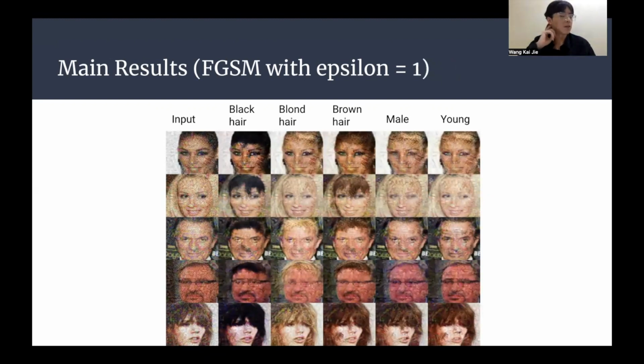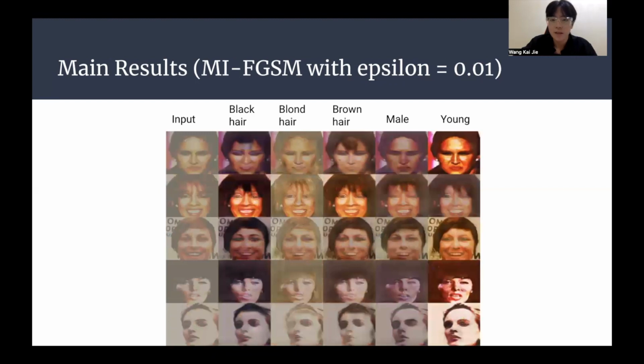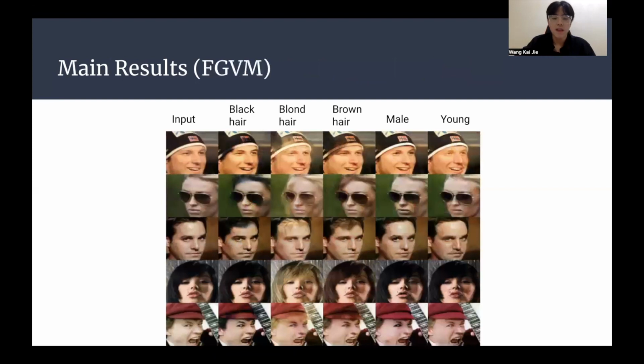In this case, we can conclude that if you want more disruption in the deepfake, we have to increase our epsilon. After FGSM, we have IFGSM. This one is with epsilon 0.01, 0.5, 1. Next is MIFGSM with epsilon 0.01, 0.5, 1. Lastly, FGVM. Since FGVM doesn't depend on epsilon, we can't use epsilon to increase the disruption.